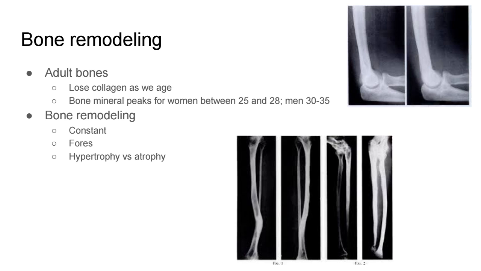Remember, bone, again, is a living, dynamic tissue. So as an adult, we start to lose collagen as we age. If you remember from our tissues, bone is a connective tissue, and it's going to be made of matrix and fibers, ground substance. Bone has a lot of collagen in it. And as we age, that collagen starts to break down, and it decreases in elasticity or its ability to stretch. Okay? And our bones become more brittle because of this decrease in collagen as we age. The bone mineral will peak for women usually between 25 and 38, and for men between ages 30 and 35.